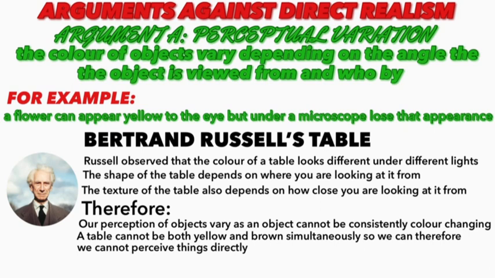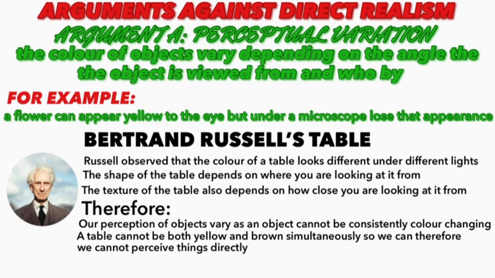Bertrand Russell's table. Russell observed that the colour of a table looks different under different lights. The shape of the table depends on where you are looking at it from. The texture of the table also depends on how close you are looking at it from. Therefore, our perception of objects varies, as an object cannot be consistently colour changing.